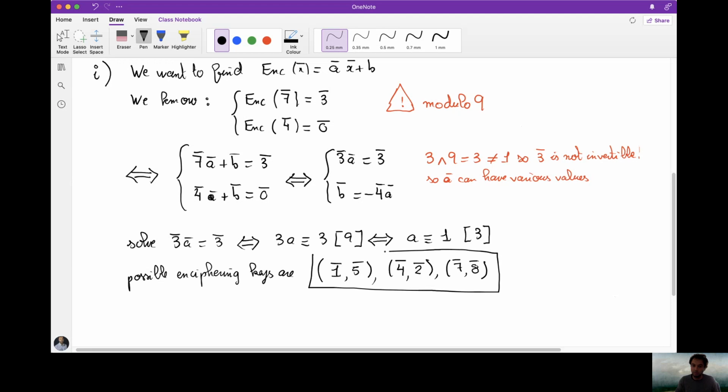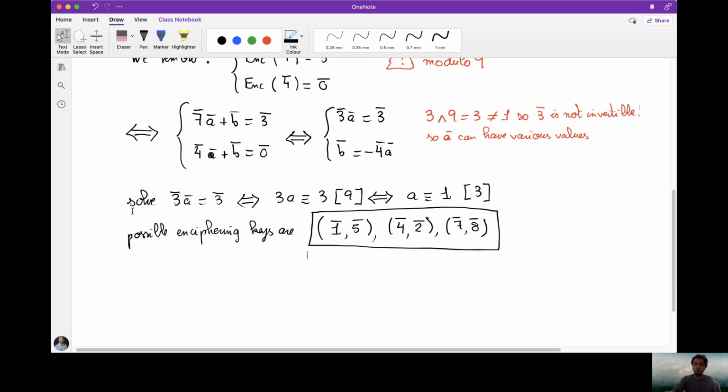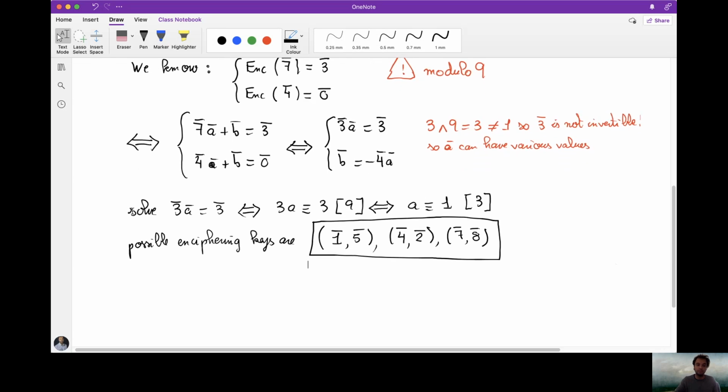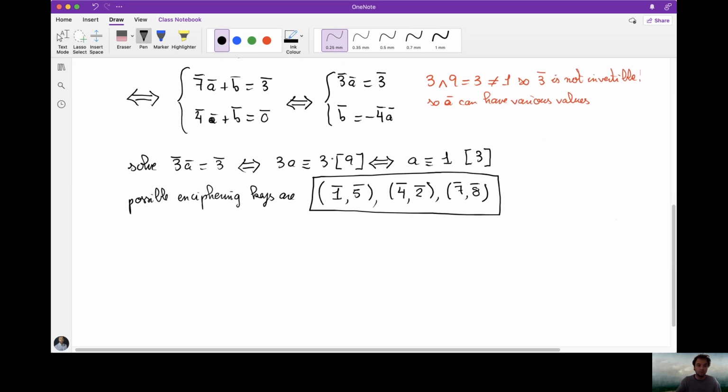So from this we conclude that the first enemy E, by just having this frequency analysis on the two most frequent letters, cannot conclude which is the enciphering key. You would just need extra information, which is not hard to find, which would be the third most common letter, okay? Good, so that was the first question.